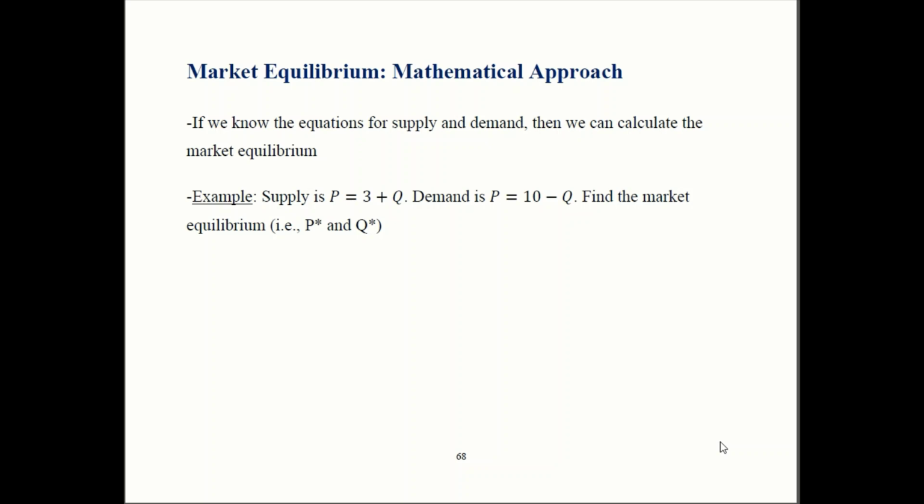You can also look at this mathematically. So I showed you graphs where you're just trying to find where supply and demand intersect. You could also get an equation for supply. Let's say supply is P equals 3 plus Q. The equation for demand is P equals 10 minus Q. So your mission here is to find the market equilibrium, P star and Q star.